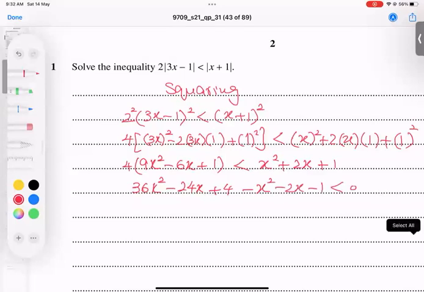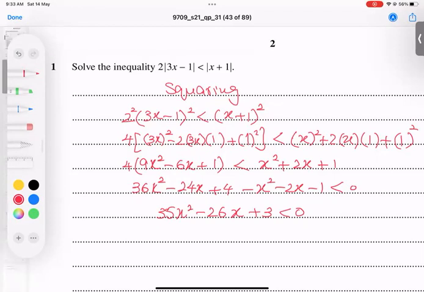After this, if you check it, 36x squared minus x squared gives you 35x squared. And after this, 24 minus 2, 26. And plus 4 you get here, plus 3. Okay, so this is very clear. Now we can apply the quadratic formula here.